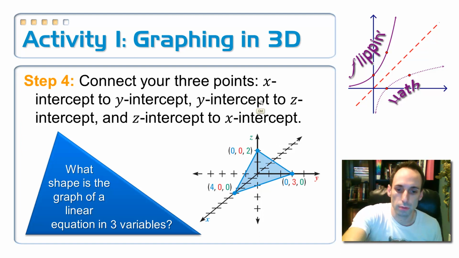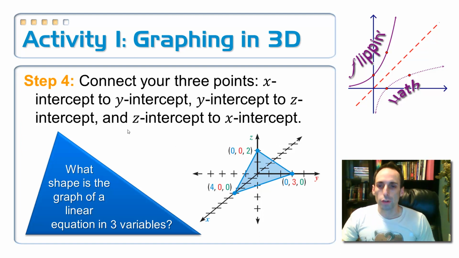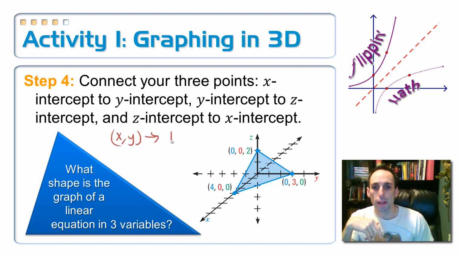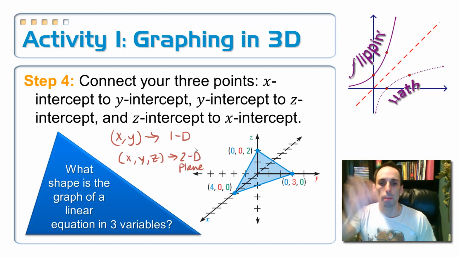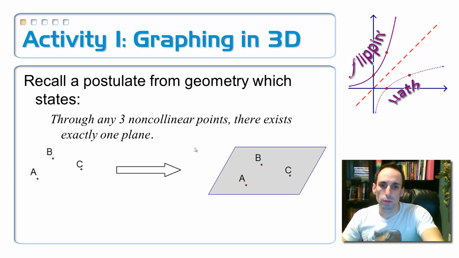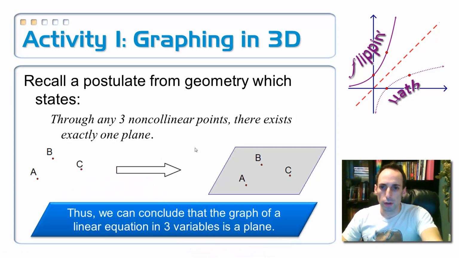And then also think about this, right? Whenever you go to graph in 2 dimensions, like xy, you're actually graphing a 1D line. So y equals mx plus b is a 1-dimensional line, right? So in x, y, z, you're going to graph it in a 3D space, but what you're graphing is a 2D plane, right? You're just going up a dimension each time. Okay, so here's the thing.